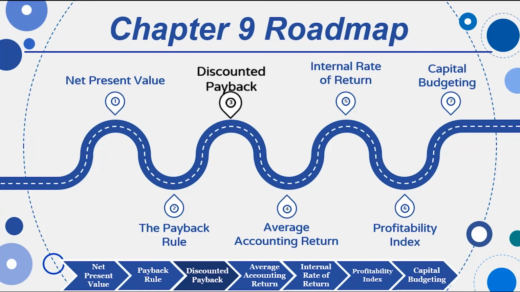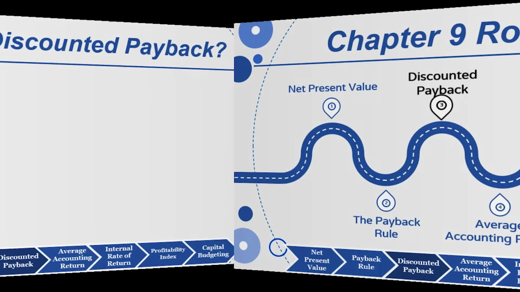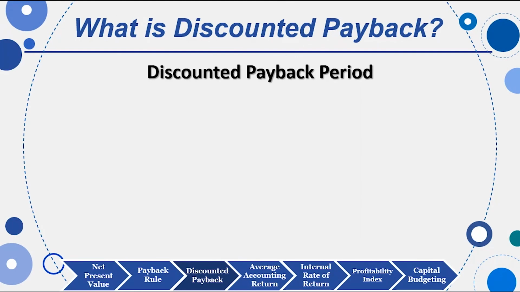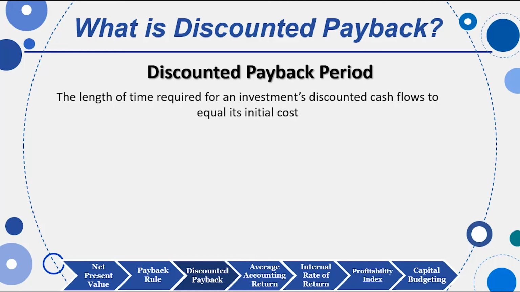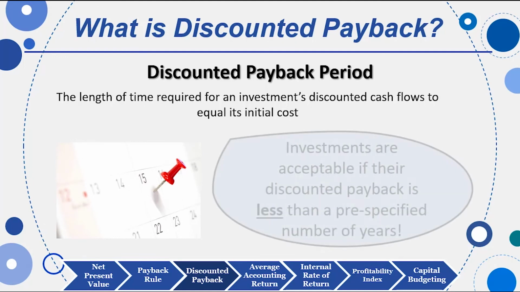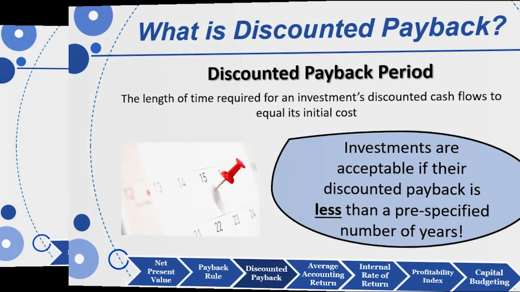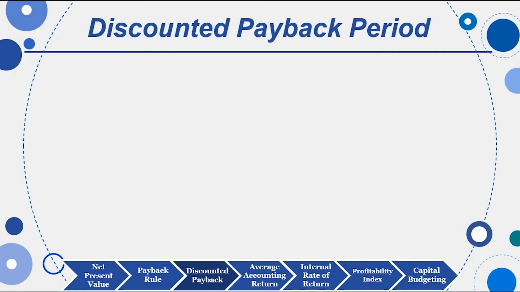Now we'll look into discounted payback. What happens if I take those same cash flows and discount them at the company's discount rate? So very simple, very similar to payback, but I just have to take each cash flow and discount it. And the question on this one is, when do we pay her back still? So it's very similar. Investments are acceptable if their discounted payback is less than a certain number of pre-specified years.